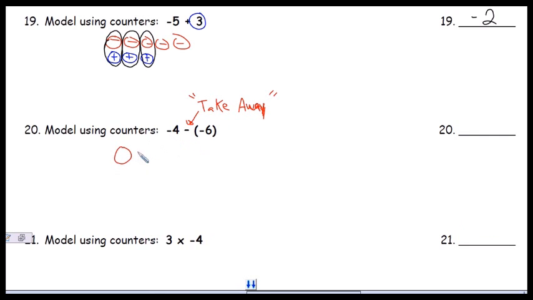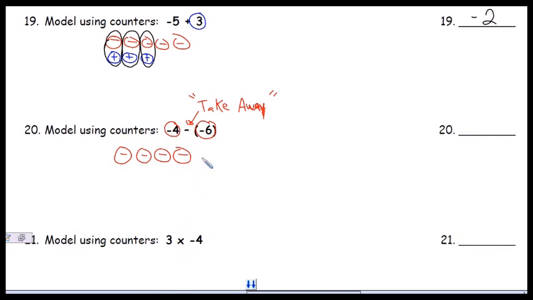So I'm going to draw my 4 negative counters. As the first step, you always model the first number, which is -4. Then I'm going to take away 6 negatives. Uh-oh, I can't take away 6 negatives, I only have 4.